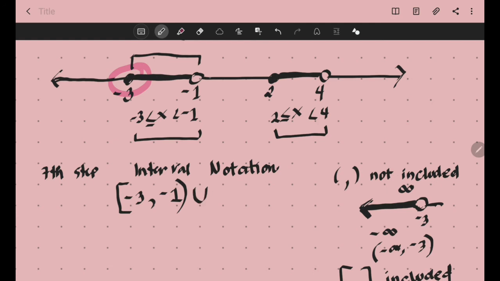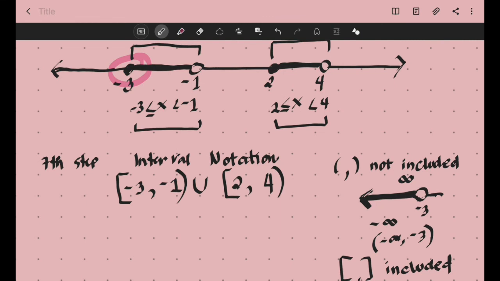Okay. Dahil naputol siya doon, may dinugtungan. Saan dumugtong? Kay positive 2, up to positive 4. Okay. Hanggang doon lang ulit. So, ano ang gagawin natin kay positive 2? We will use a square bracket. At kay positive 4 ay parenthesis dahil not included. So, there you have it, our interval notation.